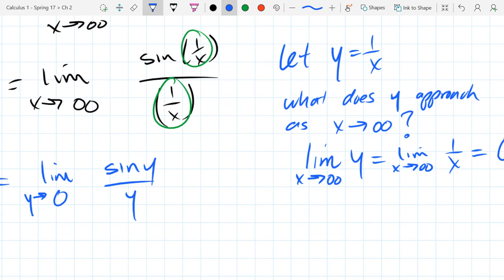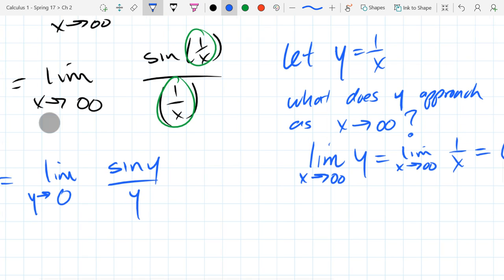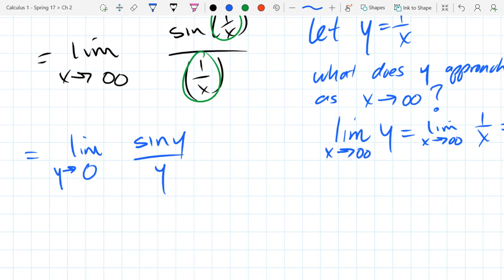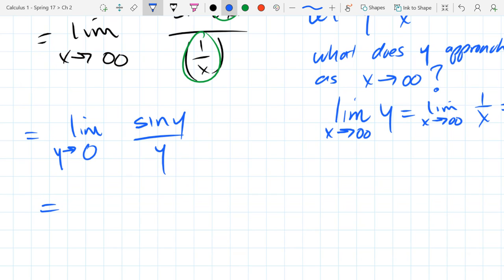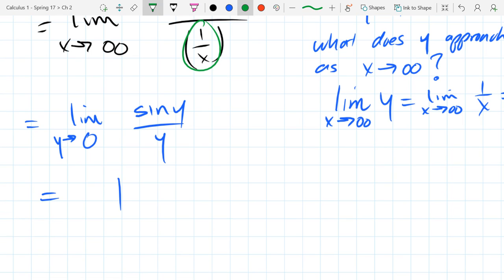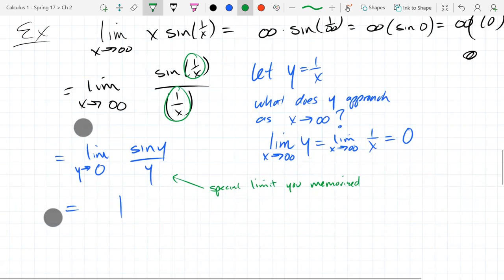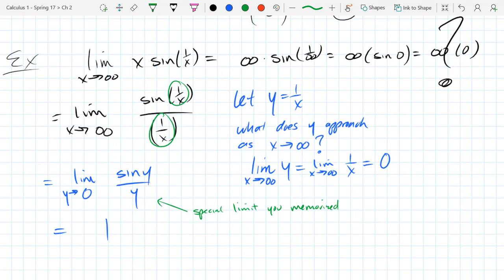So what we did is we changed variables carefully, and because we changed variables in our expression, we had to change our limit variable, and it approached a different number. This limit's familiar. What is this limit equal to? It's a special limit you were supposed to memorize. So I know you did. This is 1. That's one of the 2 special limits you had to memorize. So that is how to change variables in a limit.